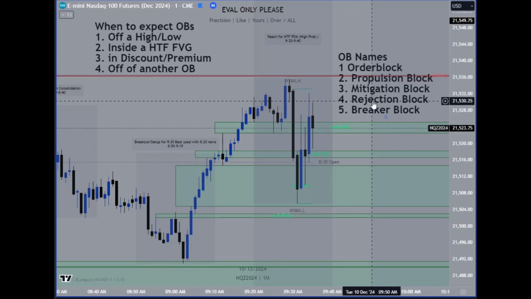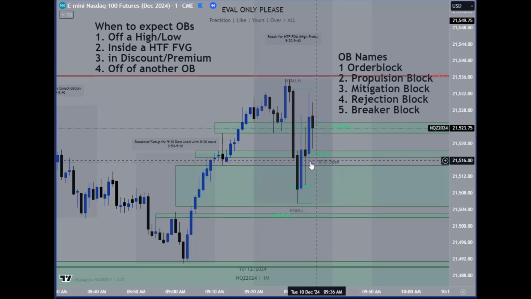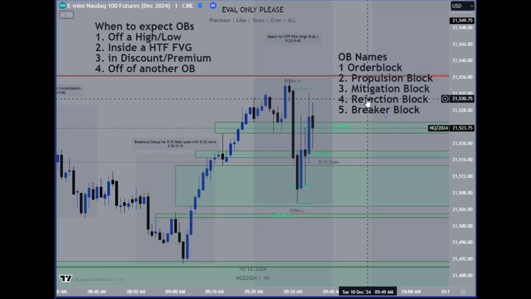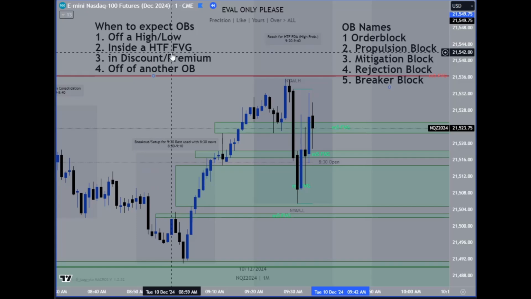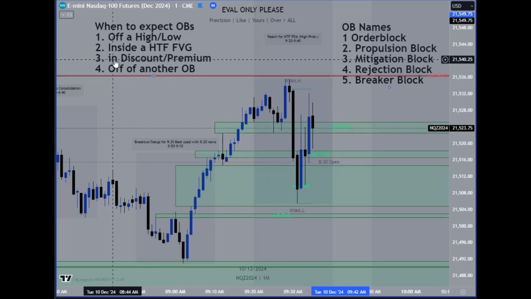This is just the intro. This is just to get you familiar with spotting them and how to trade them. So these are the 5, but I'm only going to talk about just the order block itself. That's all you need to remember here. So remember, order blocks form off a high or low inside a fair value gap on a higher time frame, or just whatever time frame you're looking at, in premium and discount, and off of another order block.